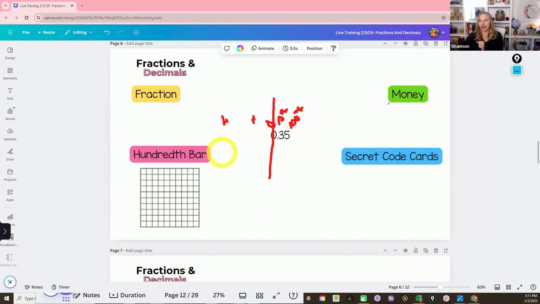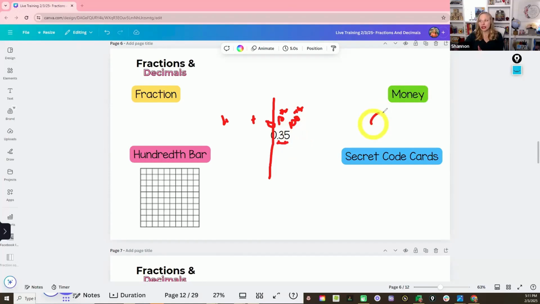Keep going, label it. Then I'd say, what is it with money? And they would say, well, that's 3 dimes and 5 pennies. Of course, I can make it with a quarter and a dime. Of course, I can make it with 35 pennies. We talk about equivalencies. It is the same thing, 35 pennies or 3 dimes and 5 pennies. We don't use quarters right now. We will as we get into percentages, not yet.